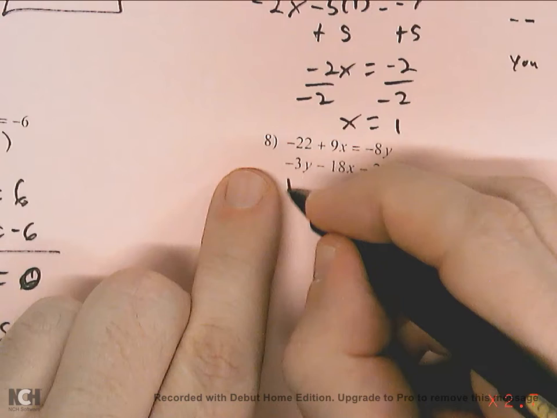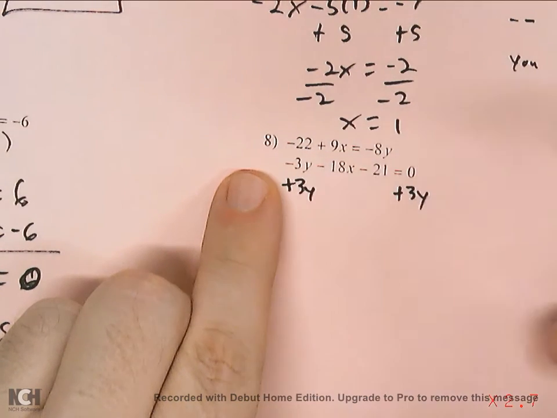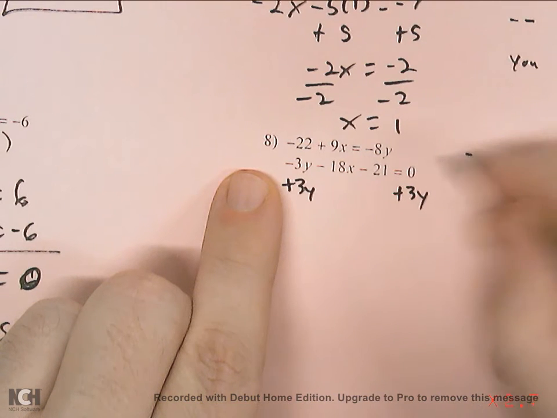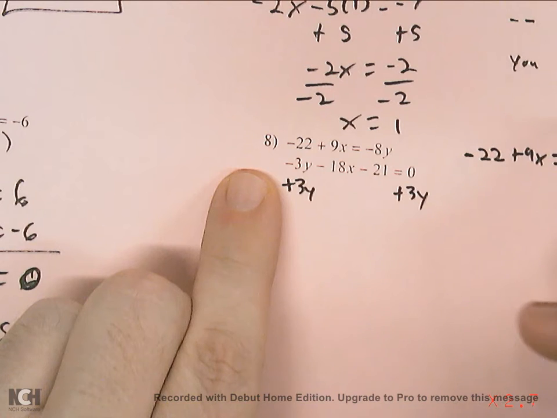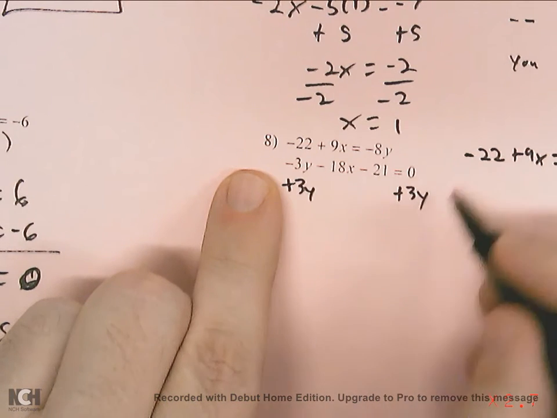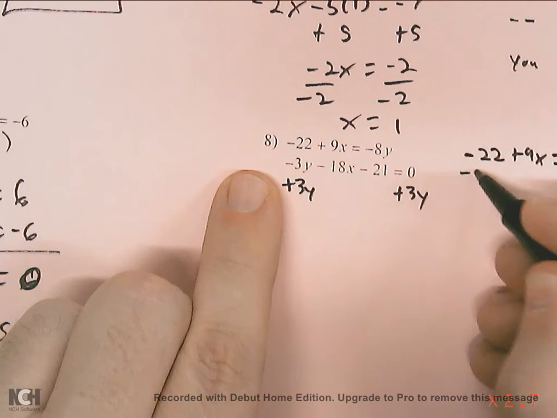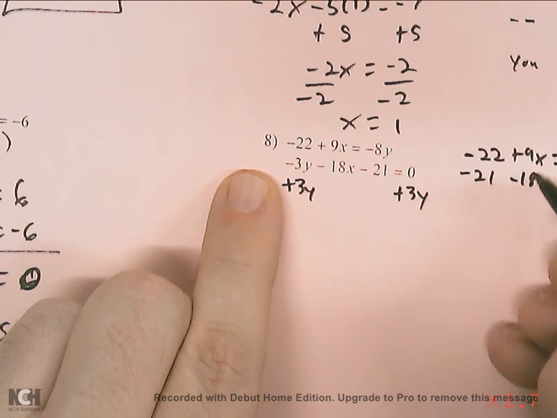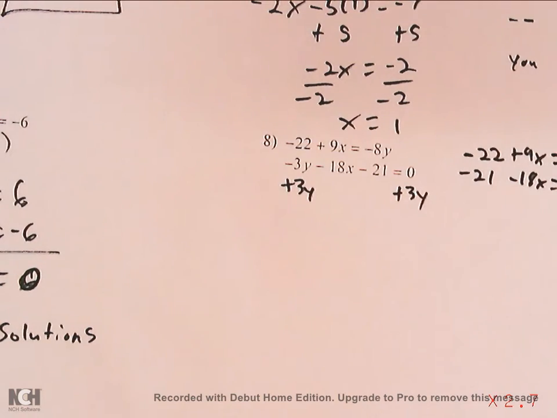Easiest way to do that would probably just be to add the 3y to each side, which would give me, let me rewrite the top equation. It would be -22 plus 9x equals -8y. Okay, and then the new equation down here, if I reorganize this top front, it would be -21 minus 18x equals +3y. Now they match up, so I can combine them to cancel them out, but we still don't have the same number on either of these variables.